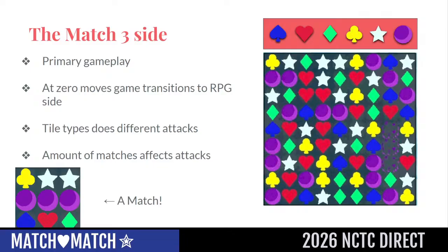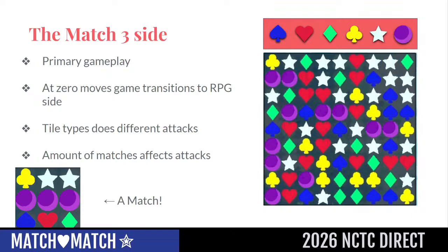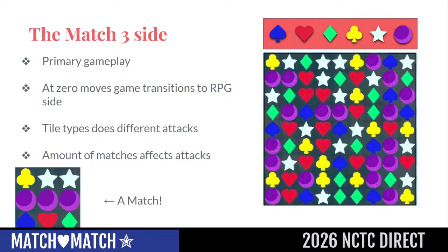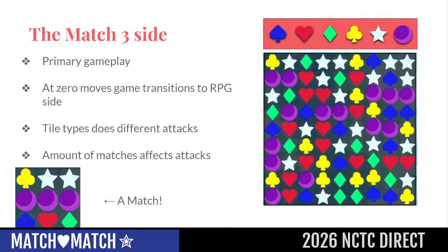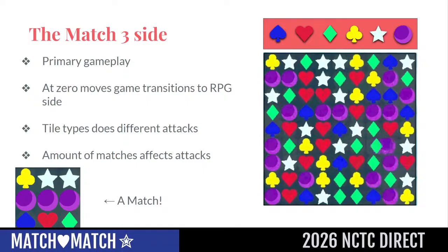This is the Match 3 side. As I explained earlier, this is going to be the primary gameplay. And I did mention that you do attacks after you do matches, and how that works is that each tile does a different type of attack, and it matters how many tiles were in a match. So for example, if you get 3 diamonds, you'll do 6 damage, but if you get 5 diamonds, you'll do 10 damage.